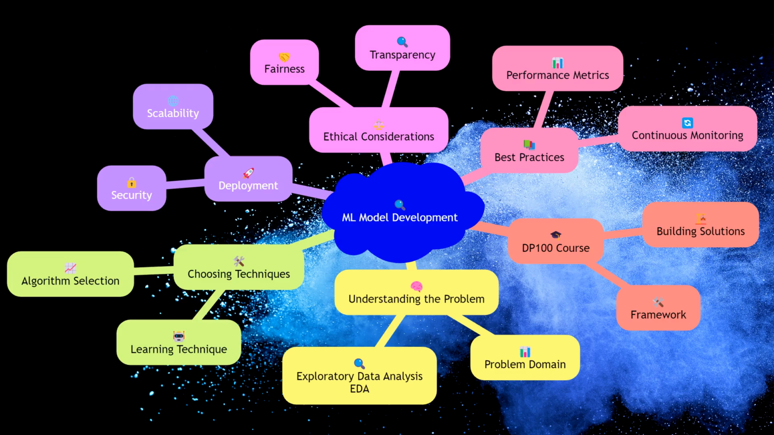Selecting the right development approach for building or training an ML model is a multifaceted process that involves understanding the problem domain, performing EDA, choosing the appropriate learning technique, and considering deployment and ethical aspects. By following best practices and continuously monitoring the model, you can ensure its effectiveness and reliability. The DP-100 course provides a comprehensive framework to guide you through these steps, helping you build robust and scalable ML solutions.